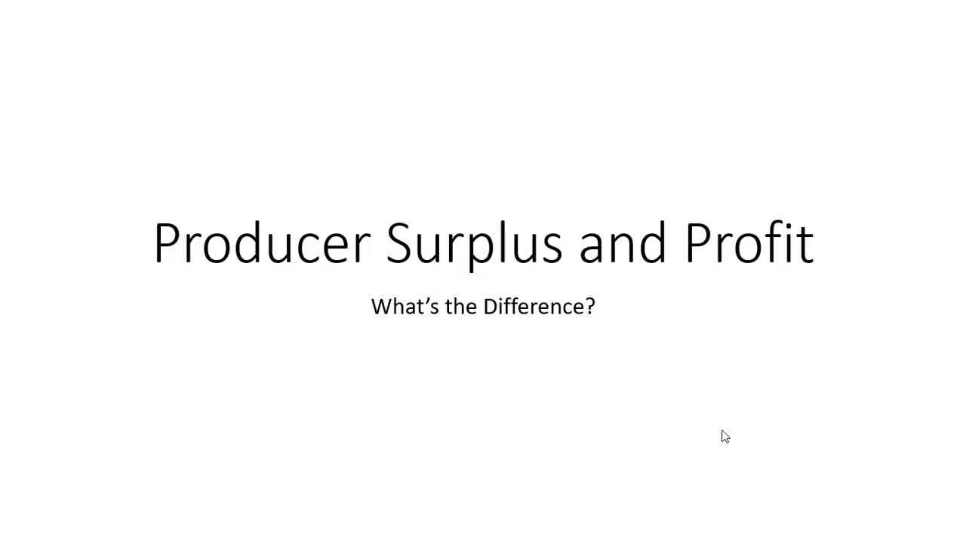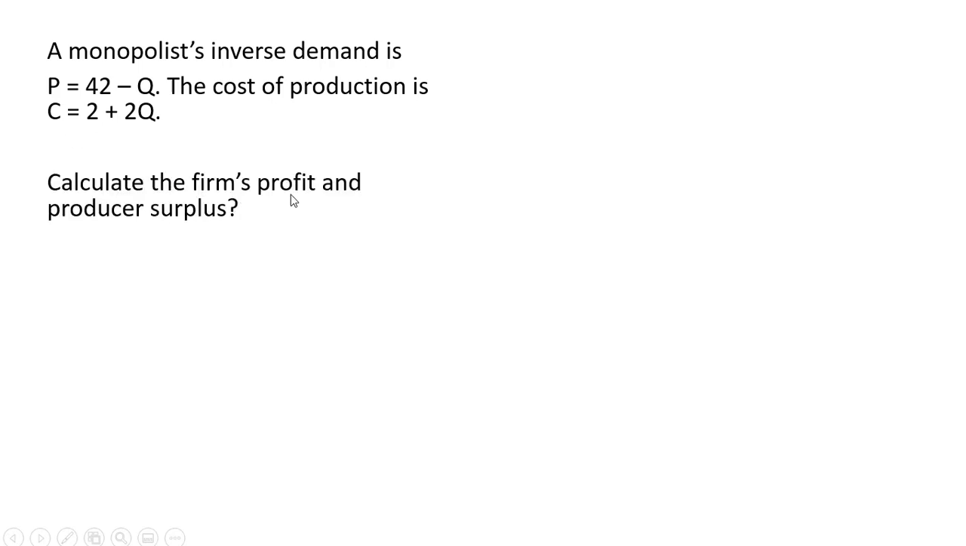Hello, in this video we're going to look at producer surplus and profit and figure out what's the difference. Monopolis's inverse demand is given by P equals 42 minus Q, and the cost of production is given by C equals 2 plus 2Q. We want to calculate the firm's profit and producer surplus.